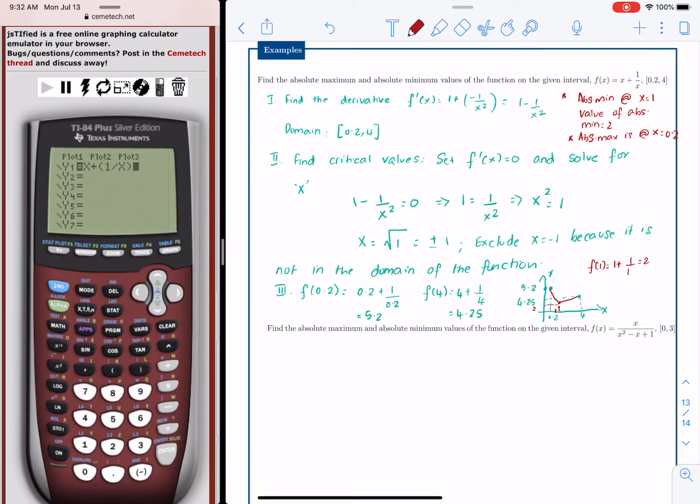Let us see if that is true. So we have x divided by x squared minus x plus 1. Set the window: x from 0 to 3, and the minimum y is 0, maximum I'm going to set at 2, and my graph looks very much like what the calculator is telling me, so I did everything right.